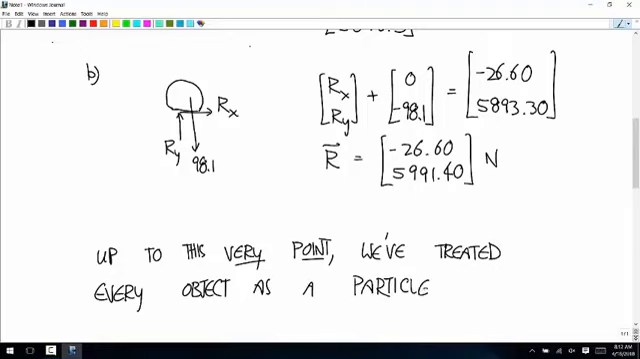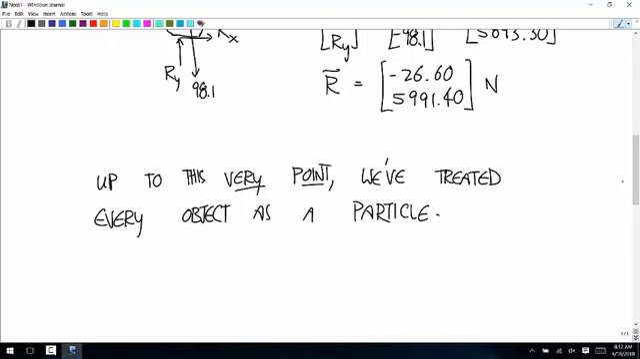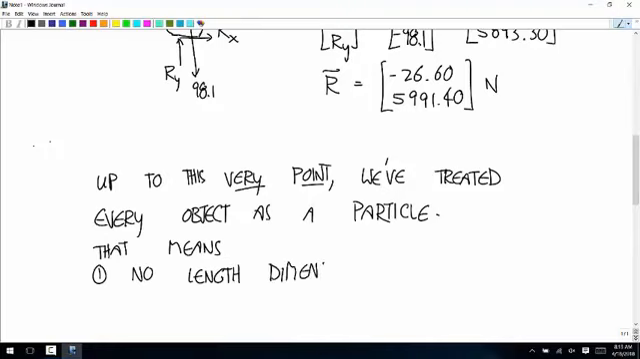So what is a particle? It does have direction. That means we've treated it as having no length dimensions, and no orientation. And for some applications, that's a useful approach.